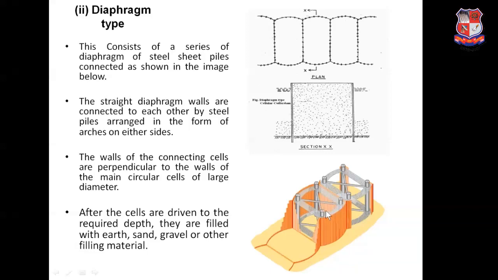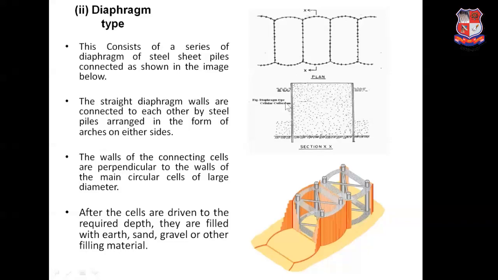this is a straight wall of the diaphragm, and this straight diaphragm wall is connected by the arches on either side. The walls of the connecting cells are perpendicular to the walls of the main circular cells of large diameter. After the cells are driven to the required depth, they are filled with earth, sand, gravel or other filling material. You can see here in this figure, the top figure in the sectional view XX.